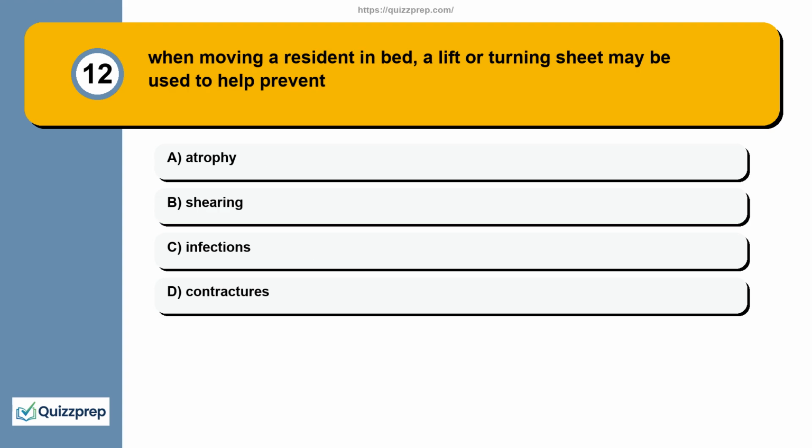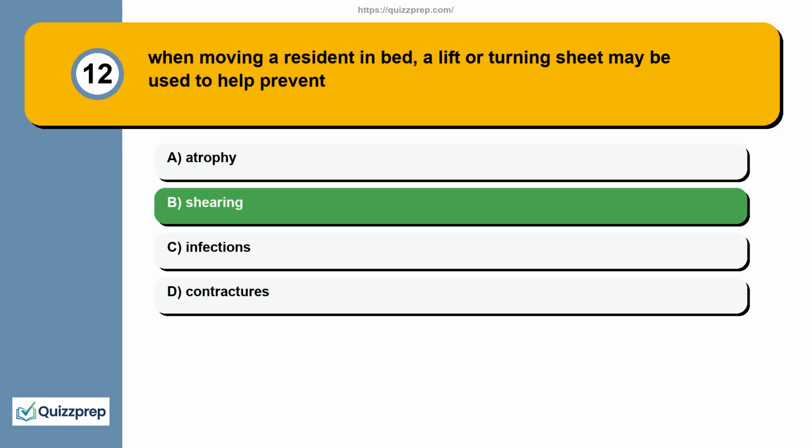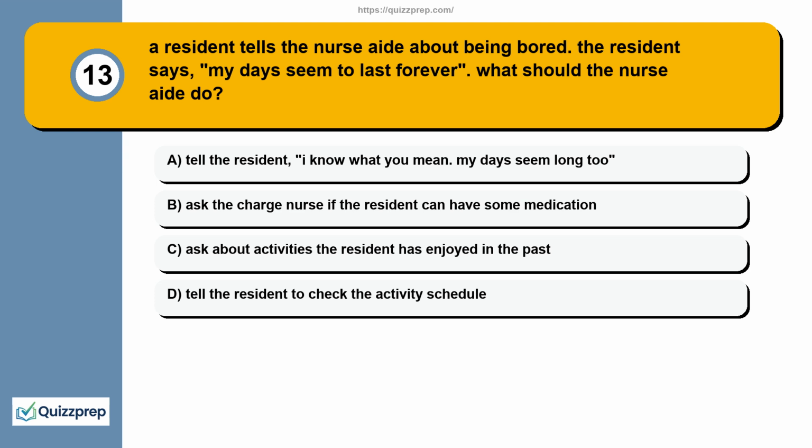Question 12. When moving a resident in bed, a lift or turning sheet may be used to help prevent: Option A. Atrophy. Option B. Shearing. Option C. Infections. Option D. Contractures. The correct answer is option B. Shearing.